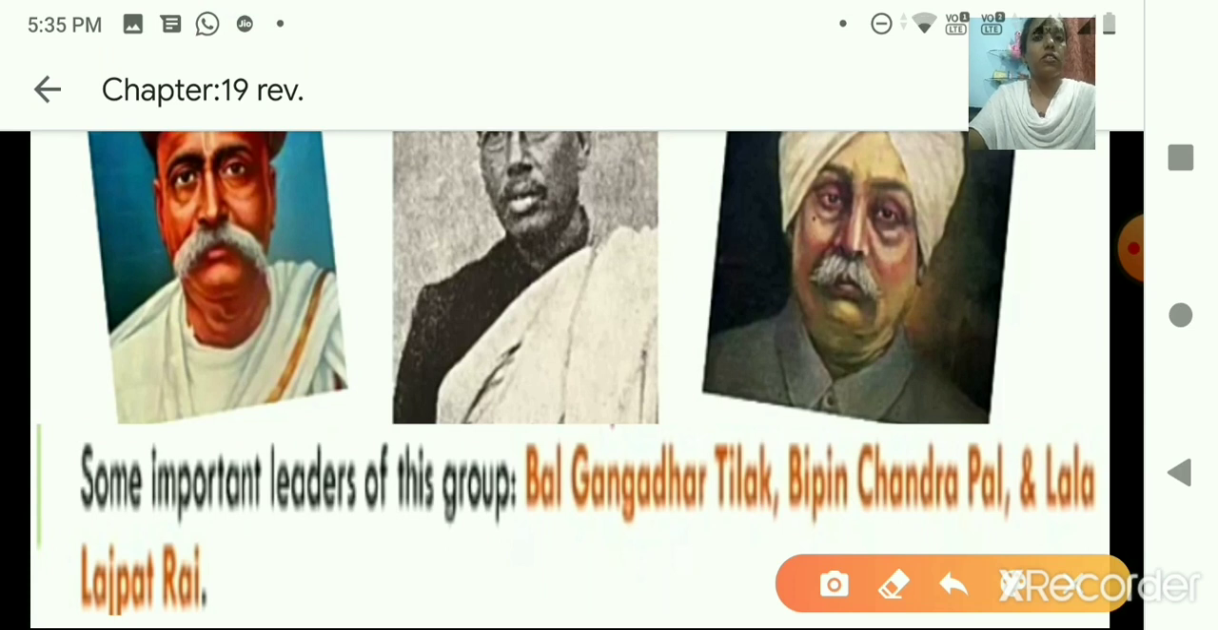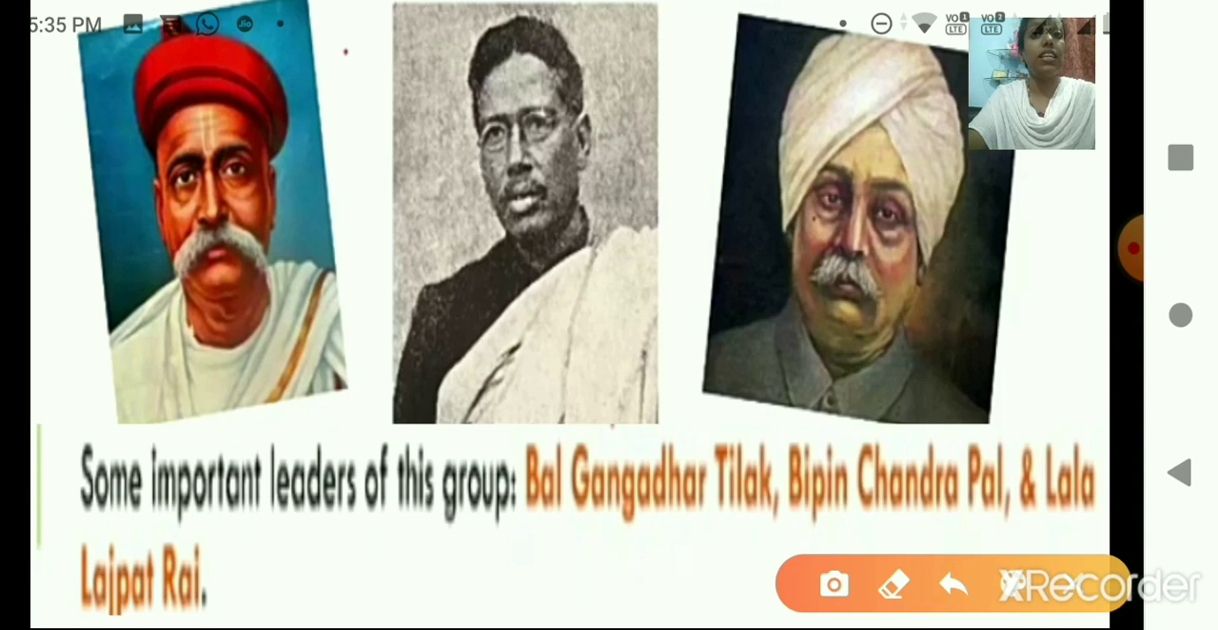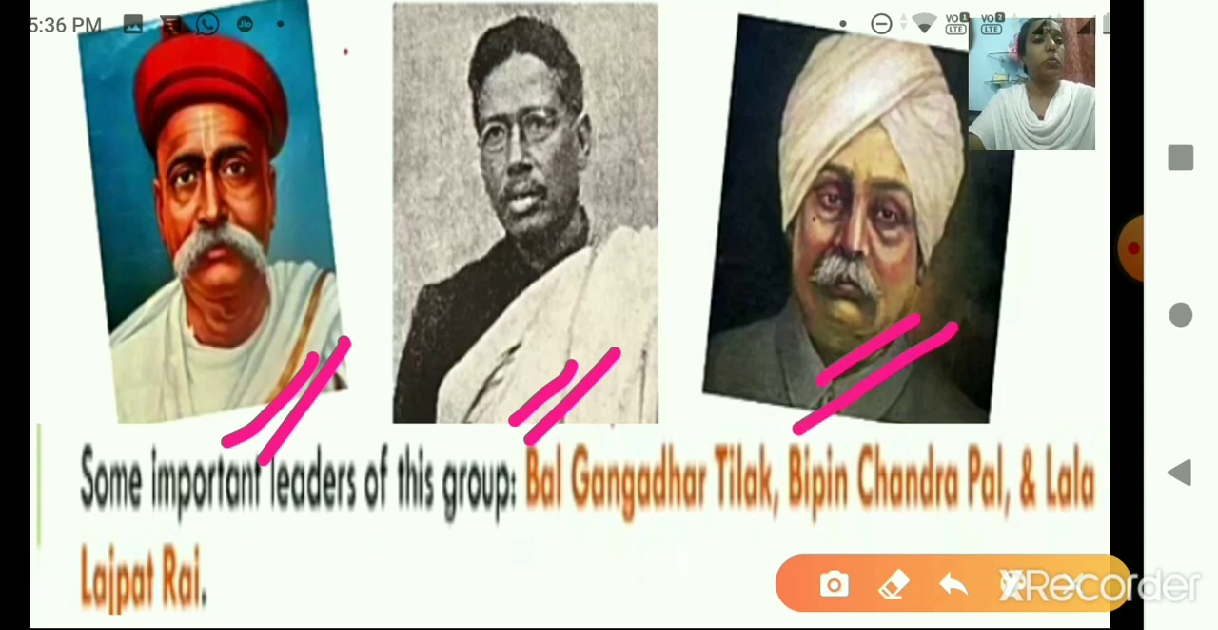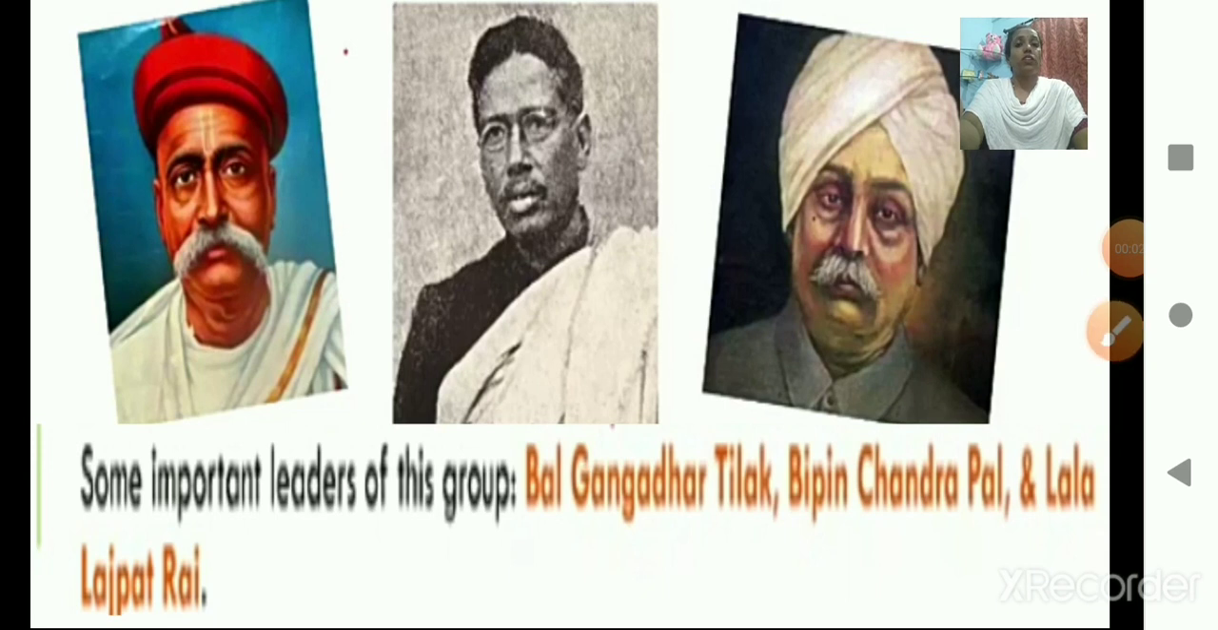So here are the images of the radicals, that is extremist leaders. Okay, and they are Bal Gangadhar Tilak, Bipin Chandra Pal and Lala Lajpat Rai. Okay, so these were the extremists. Children, I hope the concept of moderates and radicals is clear to you. The moderates were the leaders who wanted reforms so that Indians could live a better life under the British rule, whereas the radicals or the extremists were the leaders who wanted the British to leave India, and they demanded Swaraj, that is self-rule.